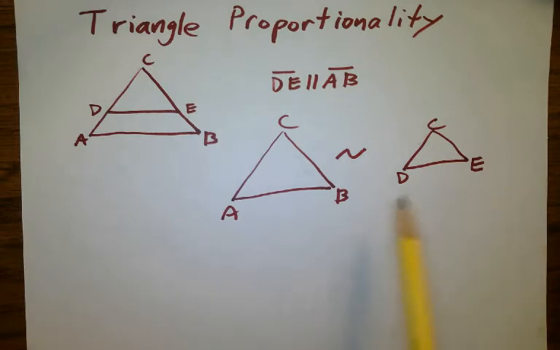The second thing, and I believe the key to solving these problems, is drawing the two separate triangles. Once the two separate triangles are drawn, it is easy to see which sides are proportional to which sides. So let's do an example right now.